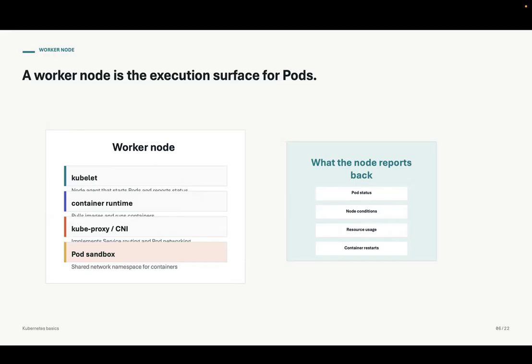Each pod gets a shared runtime boundary. Containers inside the same pod share the same network namespace, which means they share the same IP address and can talk to each other through localhost. They can also share volumes to maintain the state.